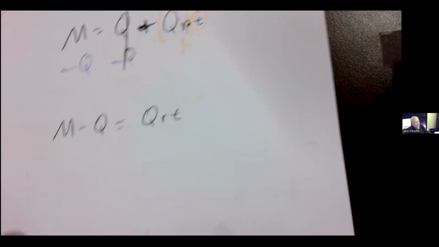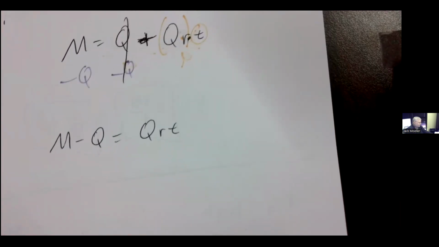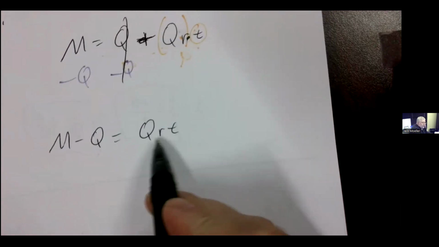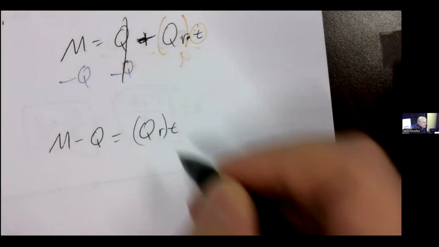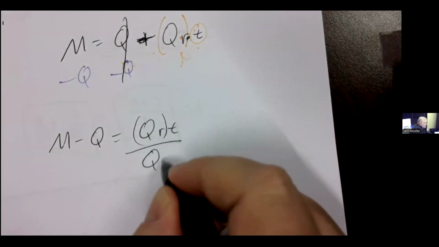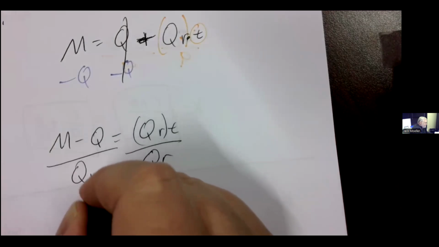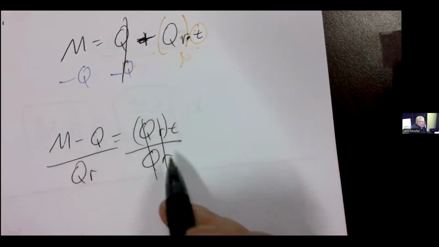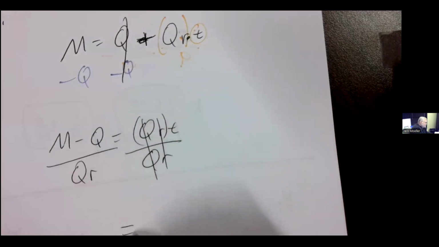So we have M minus Q equals QRT. We want to solve for T. So those are both times T, so divide both sides by that. That cancels out on that side. We have T equals M minus Q over QR. This is where I would say stop.